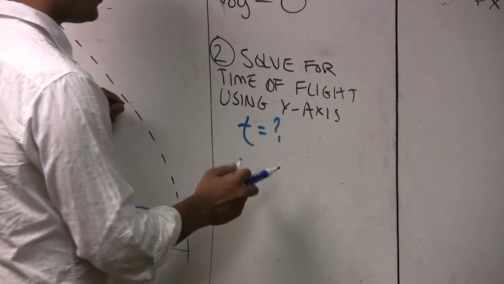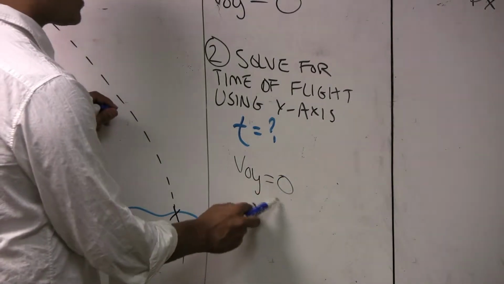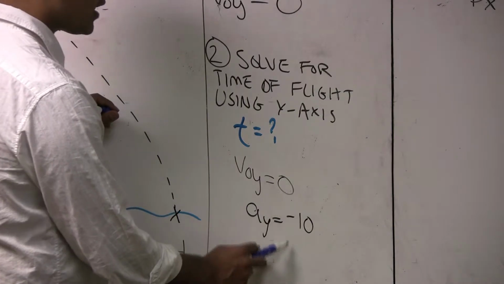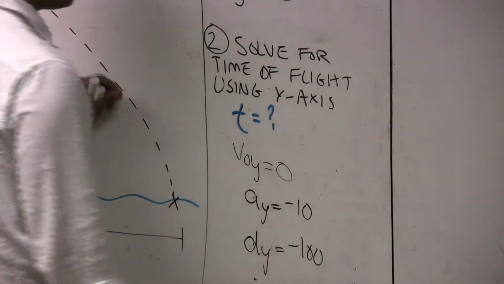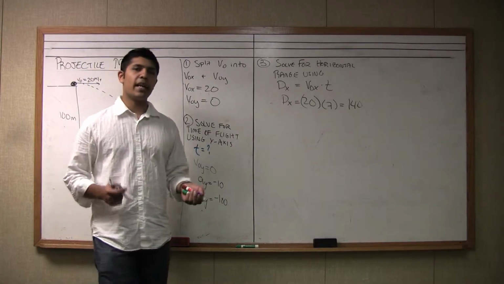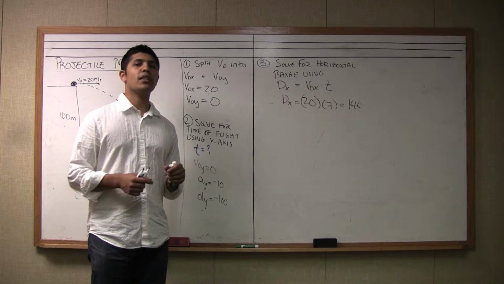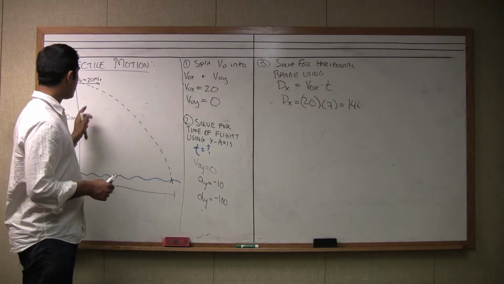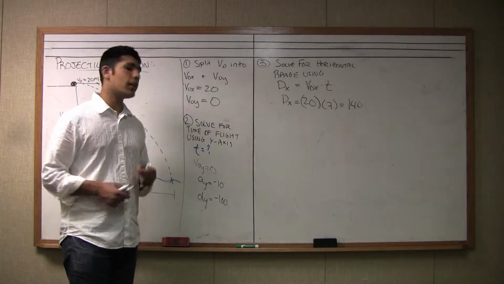I know that my initial velocity in the y direction is equal to 0. I know my acceleration in the y direction is equal to negative 10. And I know that my displacement in the y direction, or my height, is equal to negative 100. Now keep in mind why I wrote negative 100, because displacement is equal to a final position minus initial position. So my final position will be at a height of 0. My initial position is at a height of 100.